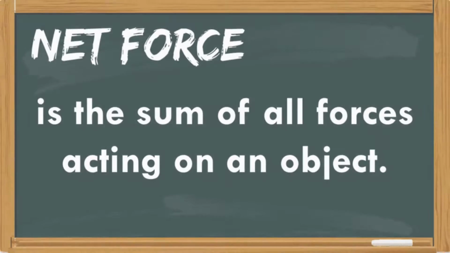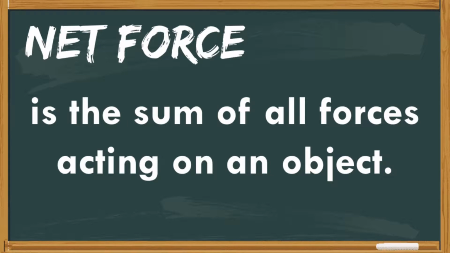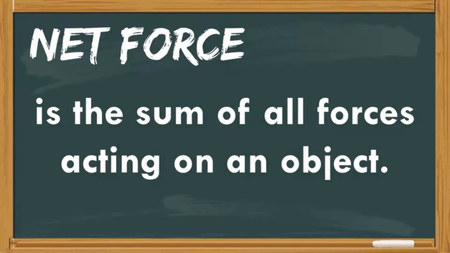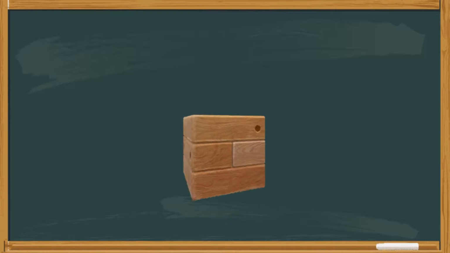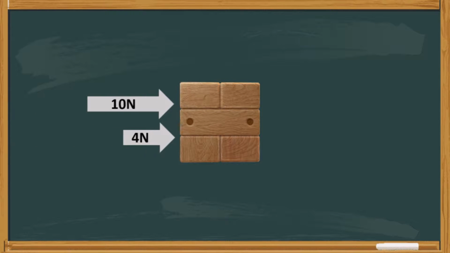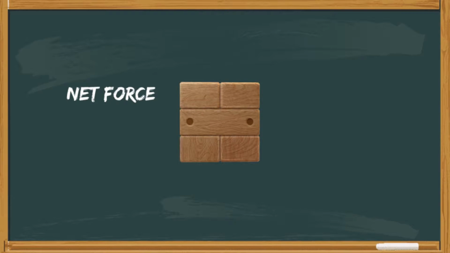There may be several forces acting on a particular object. It can be balanced or unbalanced, and we can determine whether it is balanced or unbalanced if we determine the combining forces acting on it, or commonly called the net force. So what is net force? Net force is the sum of all forces acting on a particular object. If you push this box with 10 newtons of force and your friend helps you by pushing with a force of 4 newtons, therefore the net force will be 14 newtons.